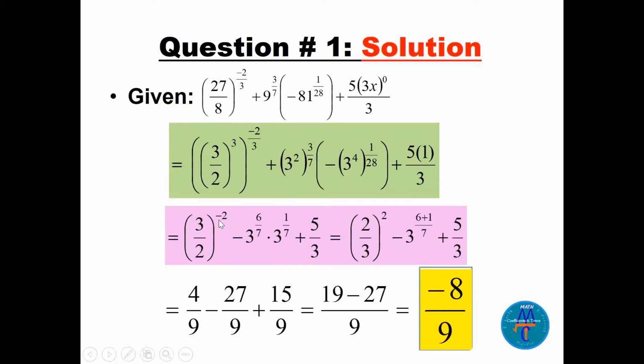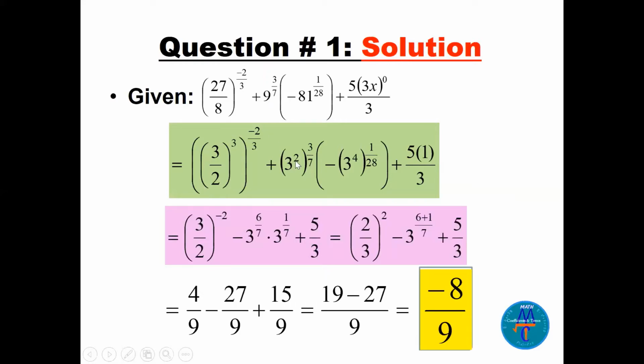Let's continue with the first one. 3 over 2 is a fraction, and there is a power minus 2. The minus will flip the fraction, so it's 2 over 3, square it. See the minus 2 in the power, minus flipping the fraction, 2, we square it. So the first term here will go to 4 over 9. Let's see the second one.